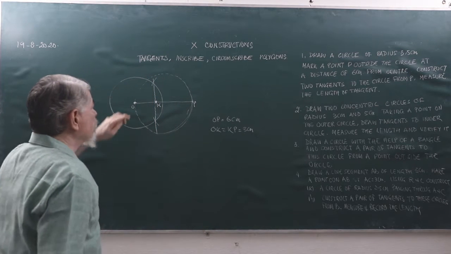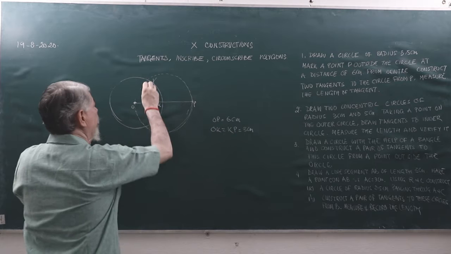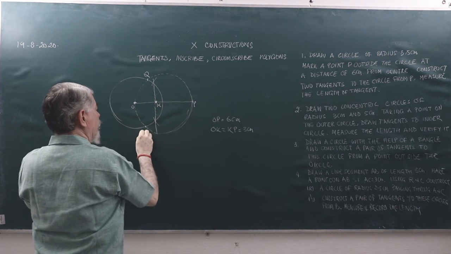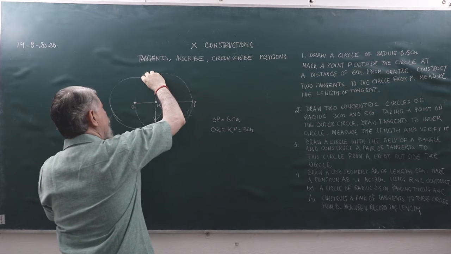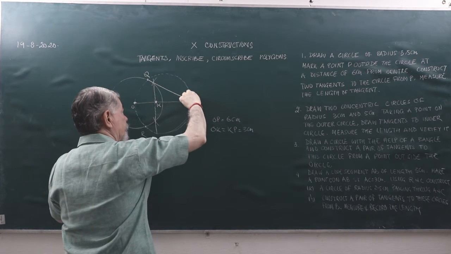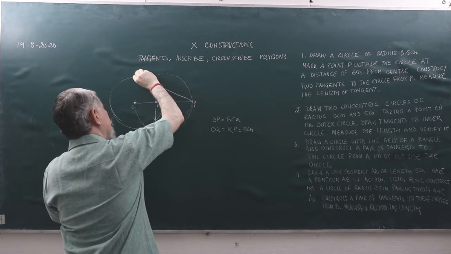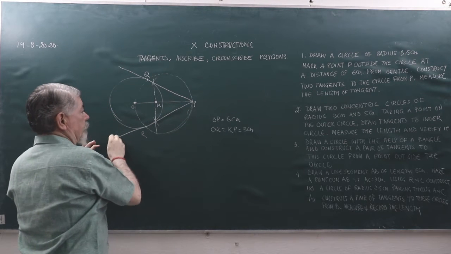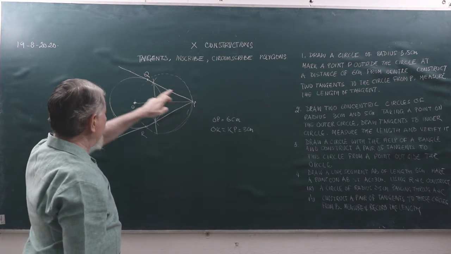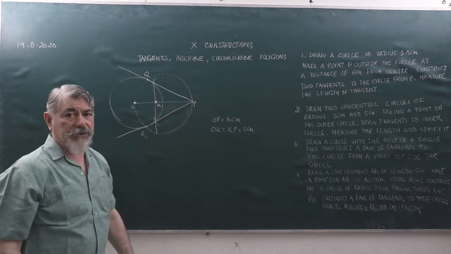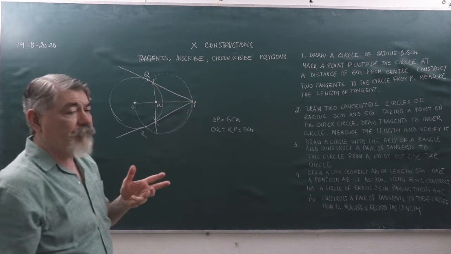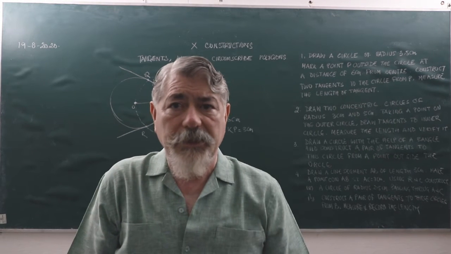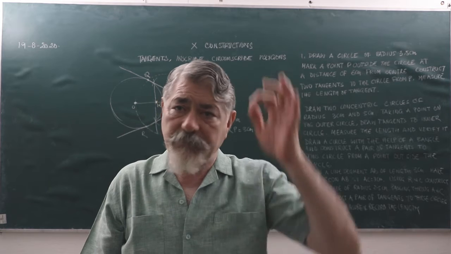Now this circle cuts the given circle at Q and R. This point is Q, this point is R. Now what we do is, we join Q to P and extend it, join P to R and extend it. PQ and PR are tangents to this circle. This is a pair of tangents to this circle.